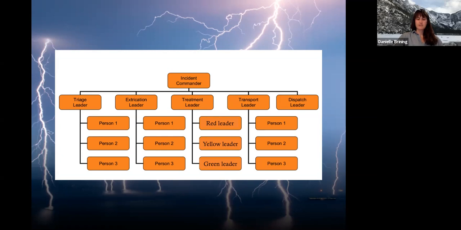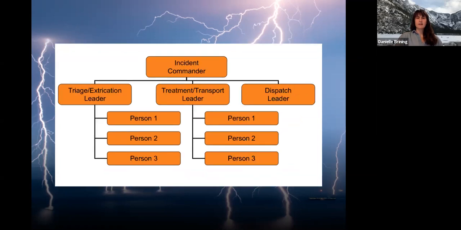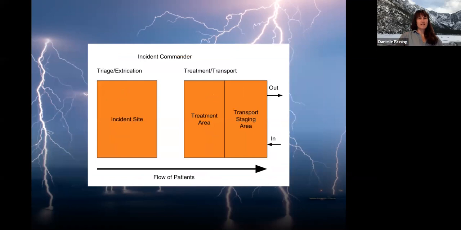The extrication leader facilitates movement of the triaged patients from the scene to the color-coded treatment areas, where the treatment leader, or multiple treatment leaders if you have enough, will treat the patients. The transportation leader coordinates with dispatch regarding patient transport and maintains the patient identification and triage tags. And then the dispatch leader relays information between incident command and coordinating hospitals. So this would be the ideal setup for a medical response MCI. If you have fewer people, you can combine roles like this. And if you have even fewer, then the incident commander just does everything.